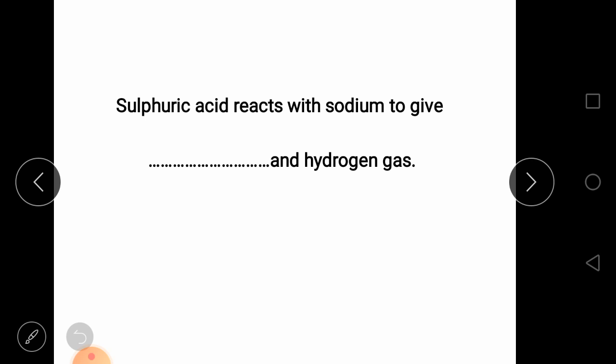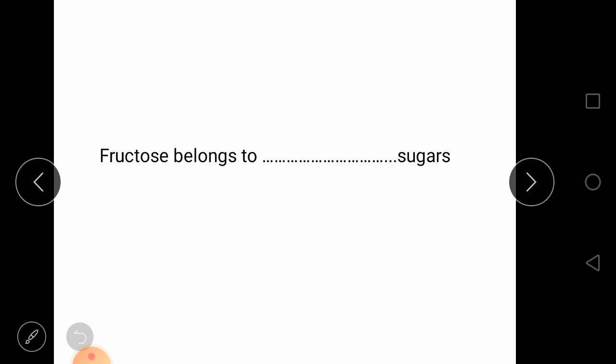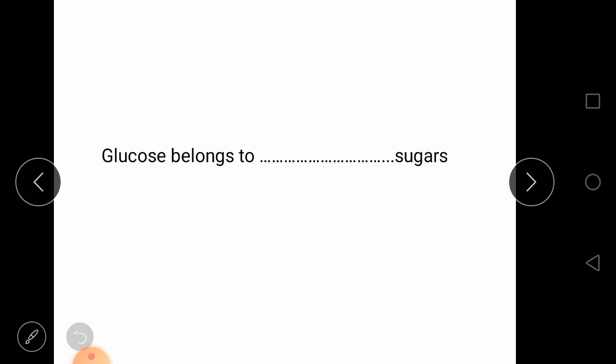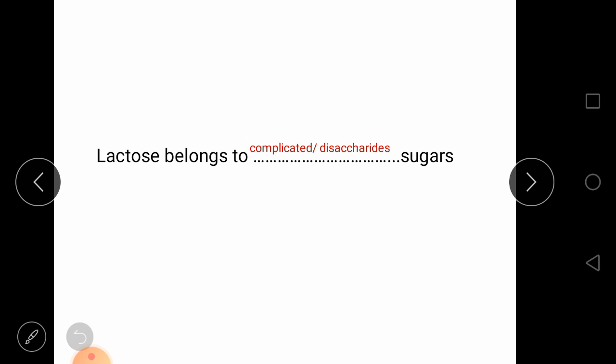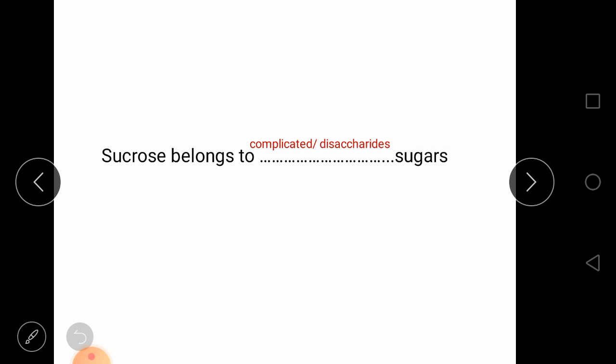Sulfuric acid reacts with sodium to give sodium sulfate plus hydrogen gas. Sucrose is found in sugar cane. Fructose belongs to simple sugars or monosaccharides, both are correct. Glucose belongs to simple sugars or monosaccharides. Lactose belongs to complicated sugars or disaccharides. Maltose also belongs to complicated sugars. Sucrose belongs to complicated sugars.